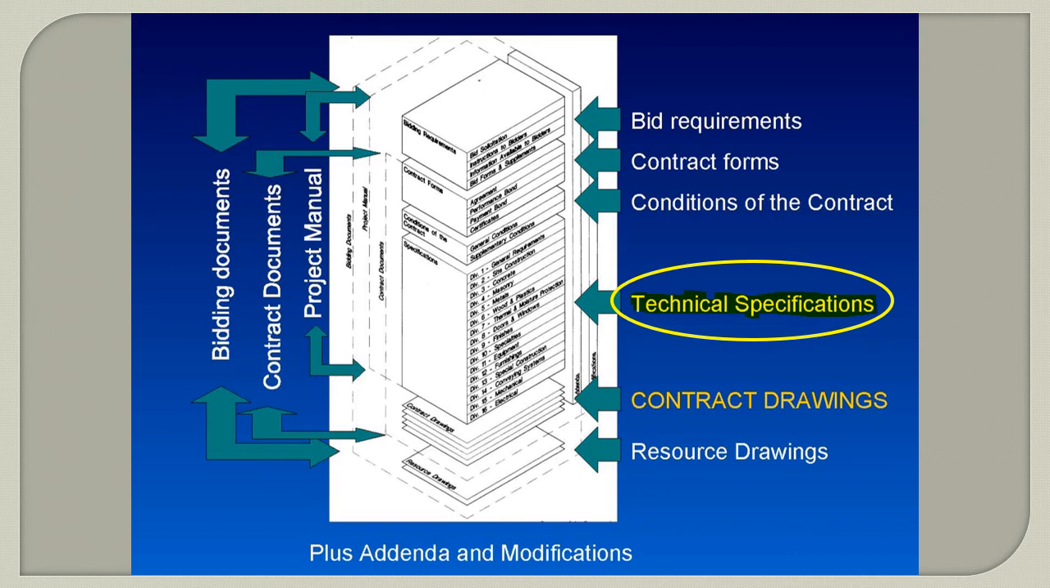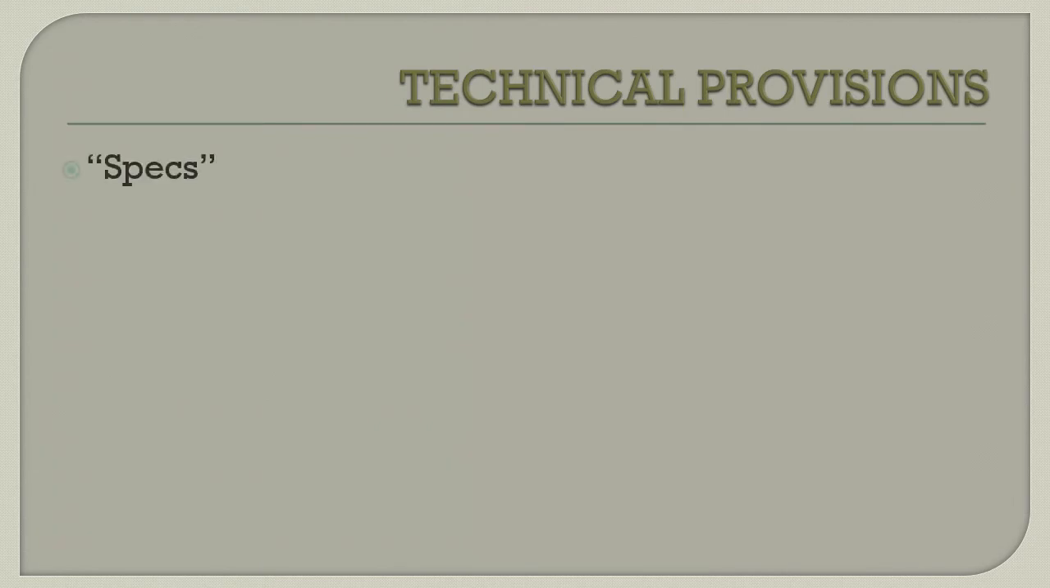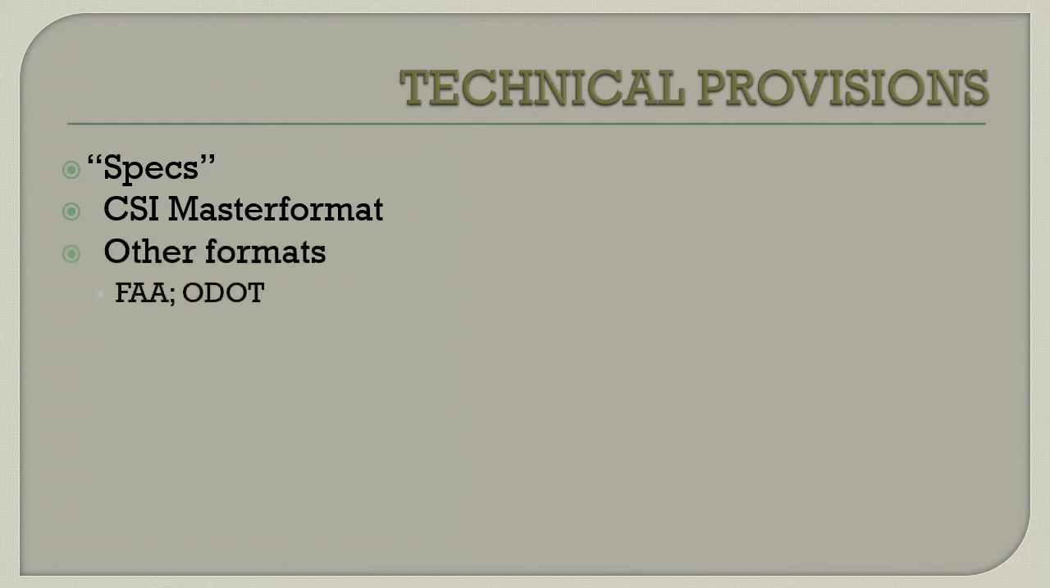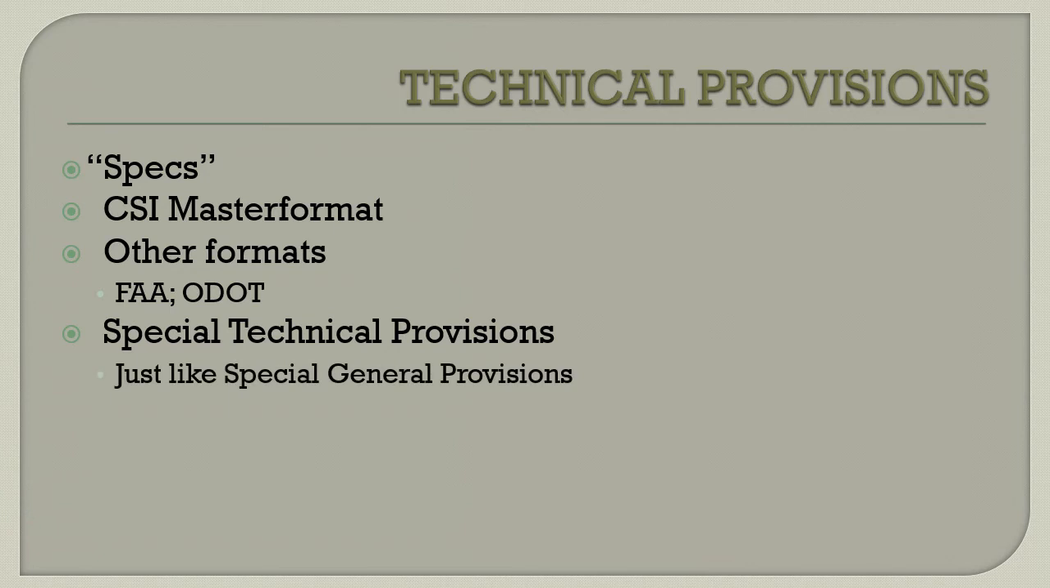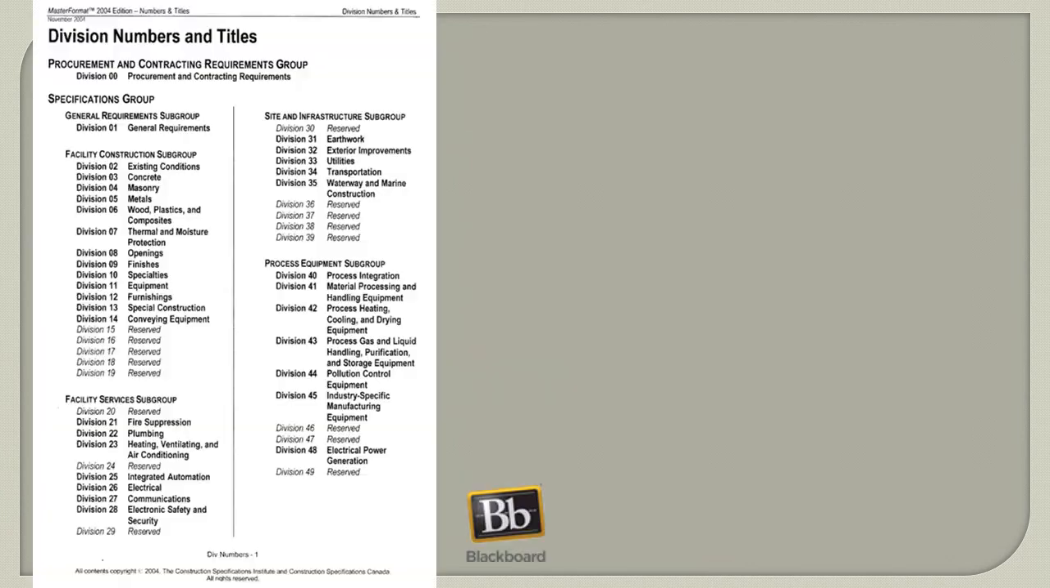Now we get to technical specifications or technical provisions. Sometimes you'll hear these referred to as the specs. The CSI master format is one form of technical provisions, but there are other formats such as those produced by FAA or ODOT. And sometimes you will have special technical provisions, and these are just like the special general provisions. These are the master format divisions. I'm not sure, this is 2004, and so they have more up-to-date versions.